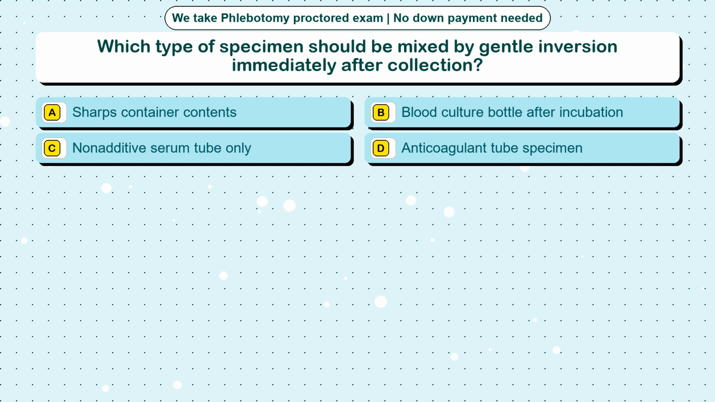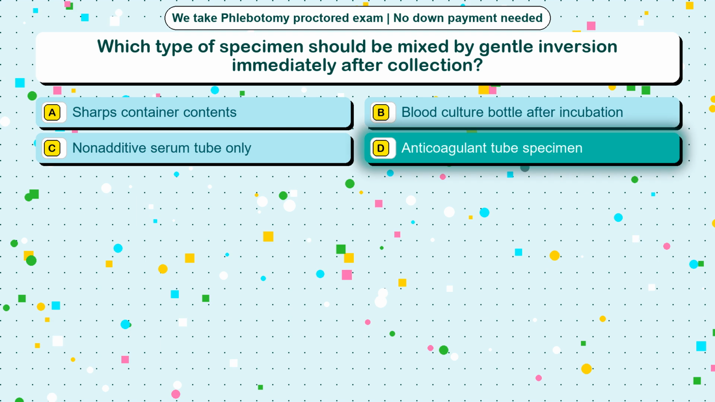Question 31. Which type of specimen should be mixed by gentle inversion immediately after collection? Option A, Sharps container contents. Option B, blood culture bottle after incubation. Option C, non-additive serum tube only. Option D, anticoagulant tube specimen.